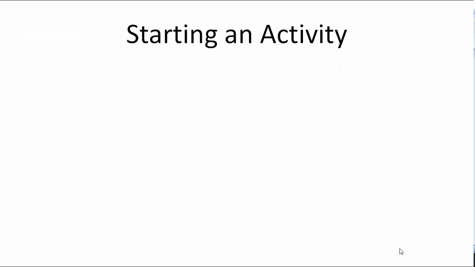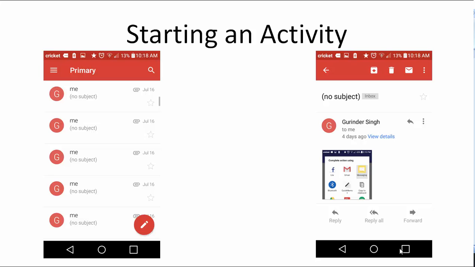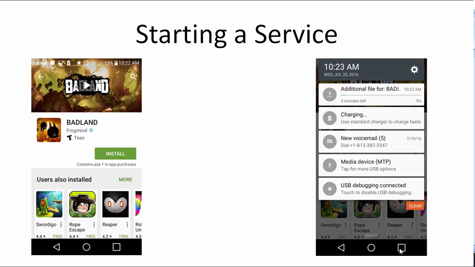Starting an activity. Here in the Gmail app, you have a list of received emails, and when you click on one of them, it takes you to a different activity where you have options to reply and view more details. Starting a service. Here in the Play Store, if you download the Badland game, Google Play Store is going to start a service so the app installs in the background while the user continues using the phone.